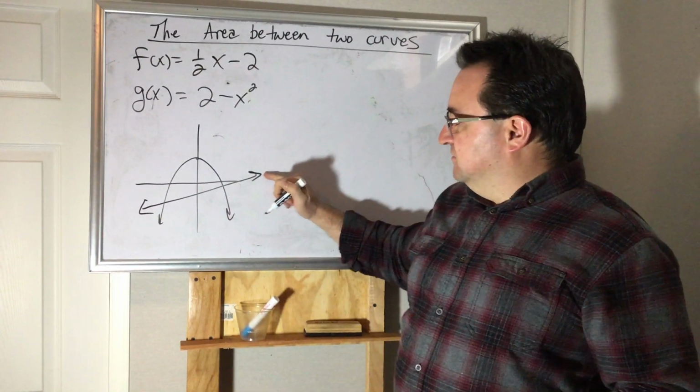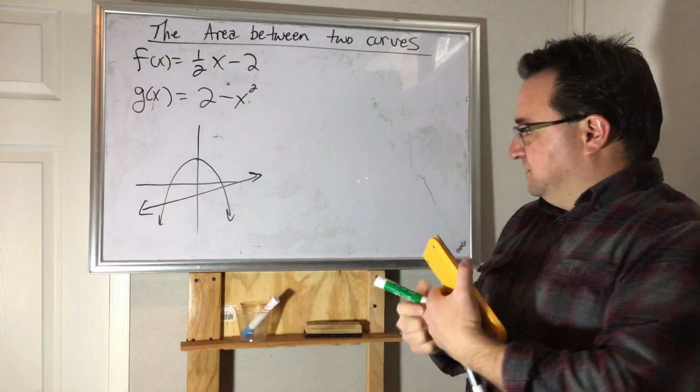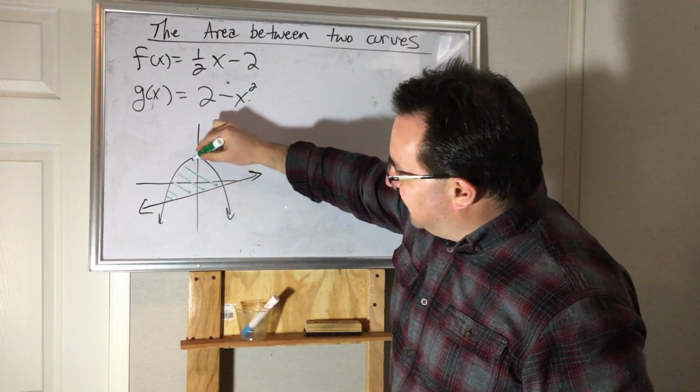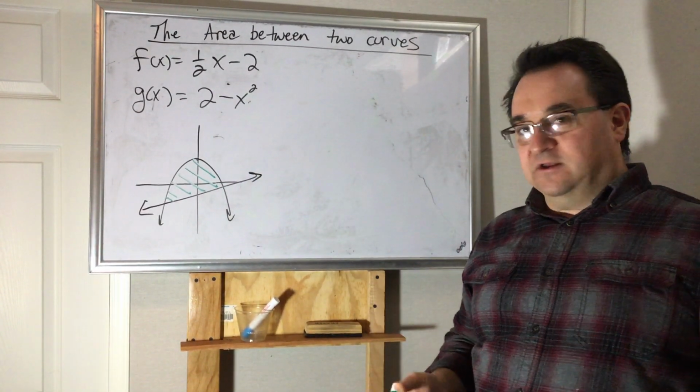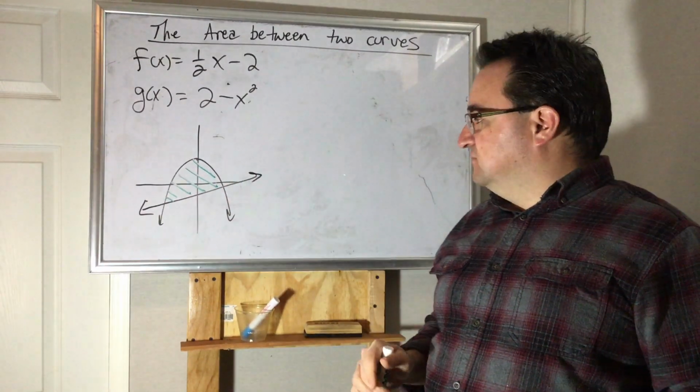So here. Now notice the top function. Well, there's a few things to notice here. I think most people would realize this is kind of a natural region that you'd be talking about. That is the part we want. We want to find the area between the curves there.